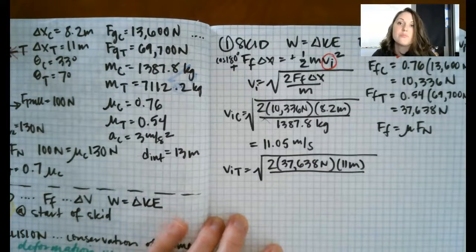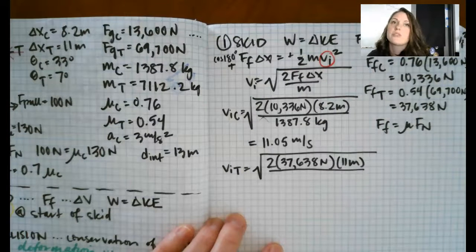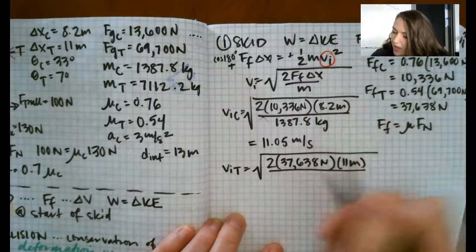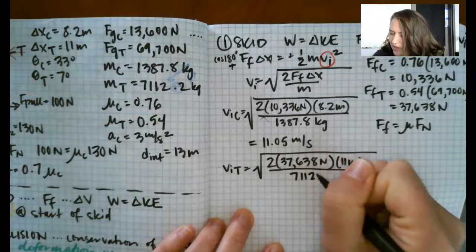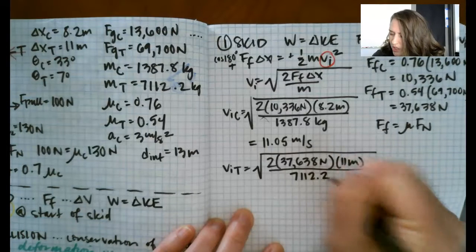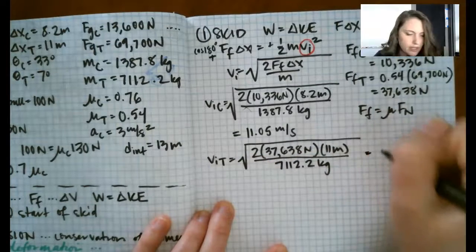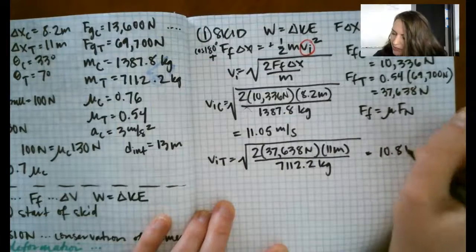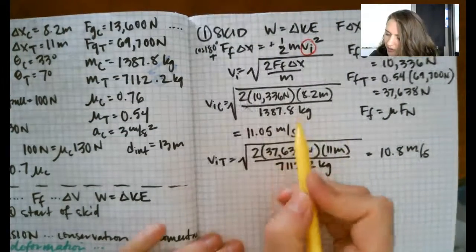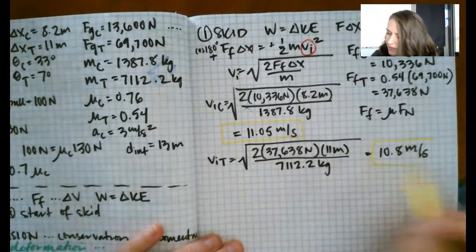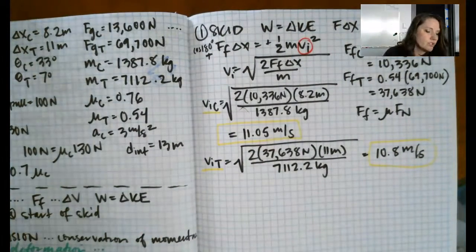They're almost always going to move farther than you anticipate, which could be where you're standing, parked, where a pedestrian is, you name it. And then our mass of that big old truck is 7,112.2 kilograms. And when I plug that all into my calculator, I get 10.8 meters per second. So those are the initial velocities of my car and my truck at the beginning of the skid. Those are my initial velocities.